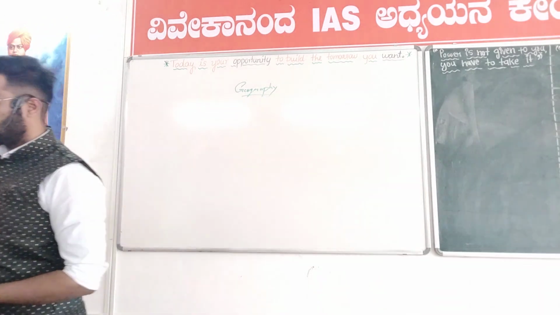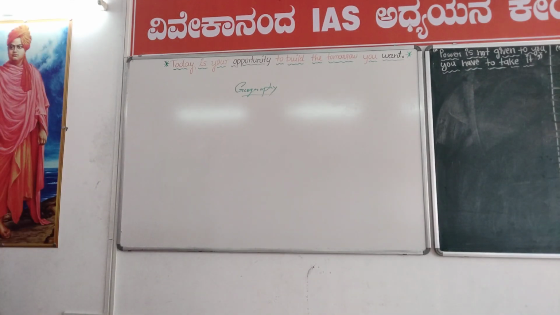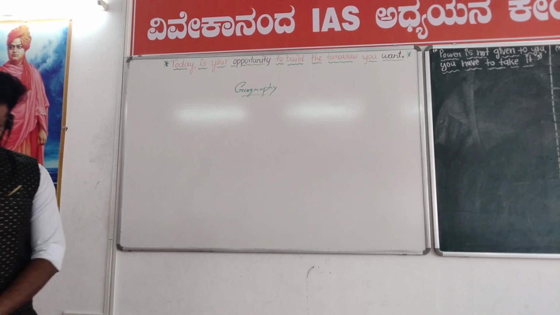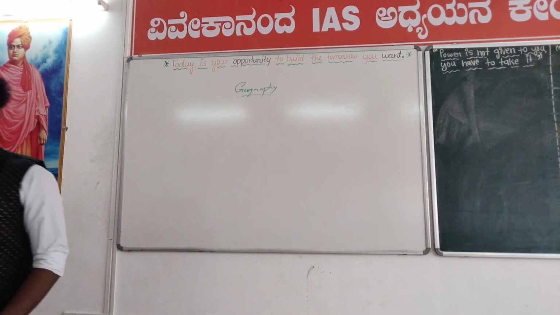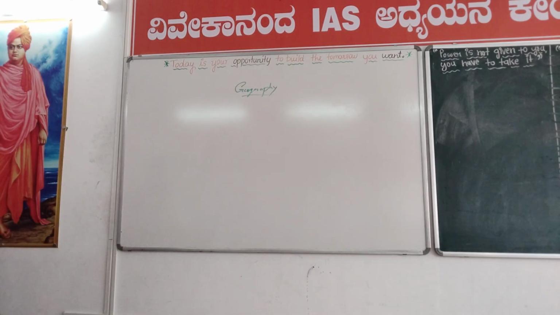Total 7,516.5. Out of that, 6,100 is mainland and 1,416.5 is our island. How many states have a coastal area? 9. And which is the biggest coastline state? Gujarat. Second biggest? Andhra Pradesh.